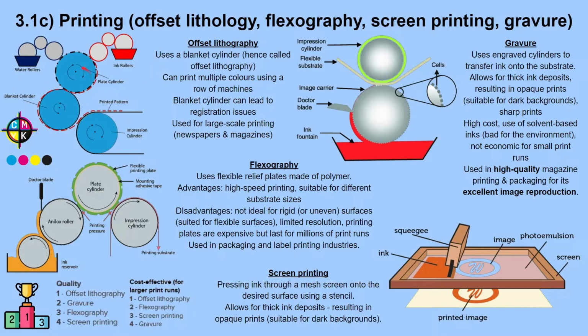So here's the diagram here. There's 3 big cylinders, one of which is the blanket cylinder. The ink goes from the ink rollers onto the plate cylinder, then onto the blanket cylinder, and lastly onto the substrate. The substrate is the thing you're printing on, which is on top of the impression cylinder.